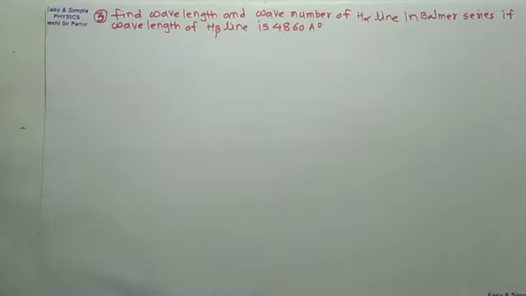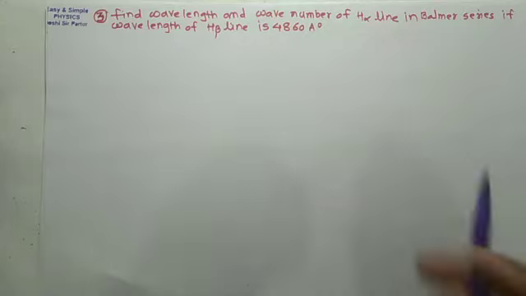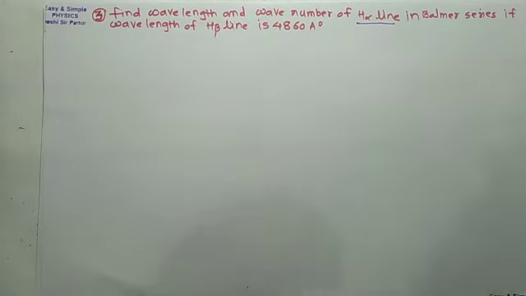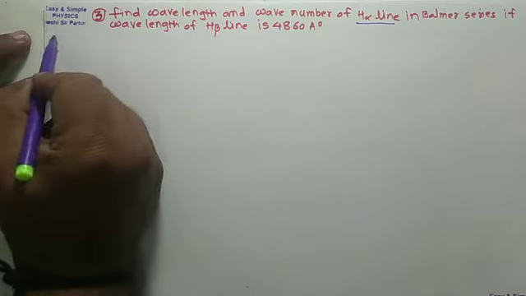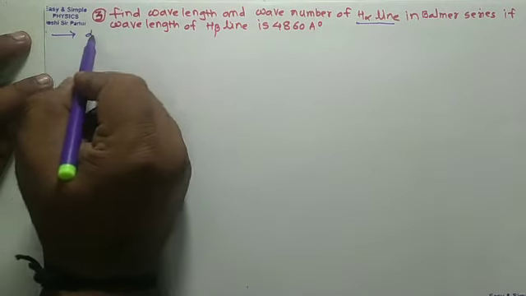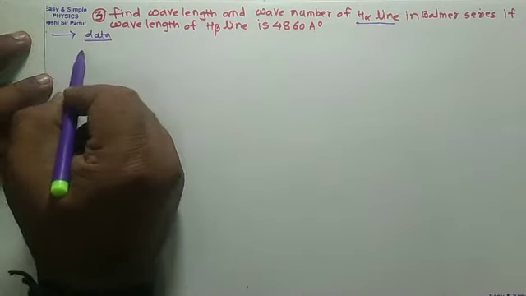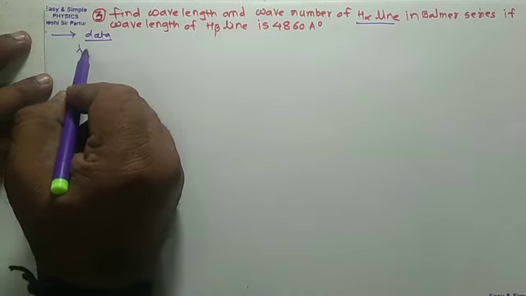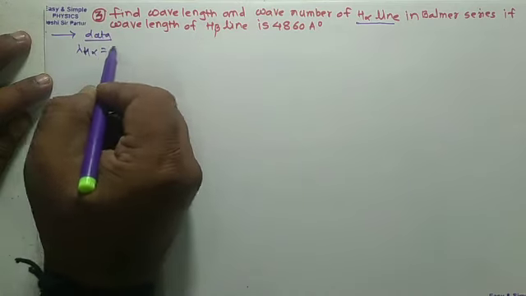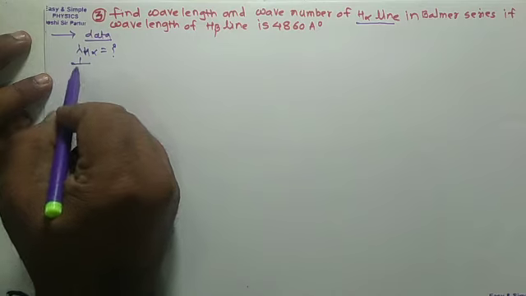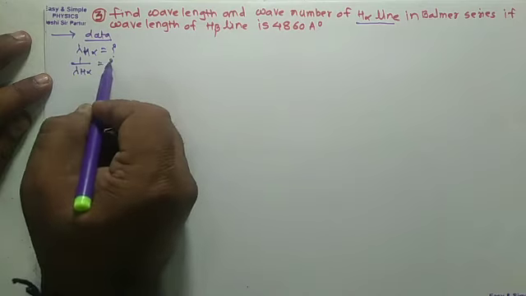If we see, the third example will be: find the wavelength and wave number of H alpha line in Balmer series, if the wavelength of H beta line is 4860 angstrom unit. So in this example, data is given, and here the wavelength of H alpha line can be calculated and the wave number of H alpha line is also calculated.